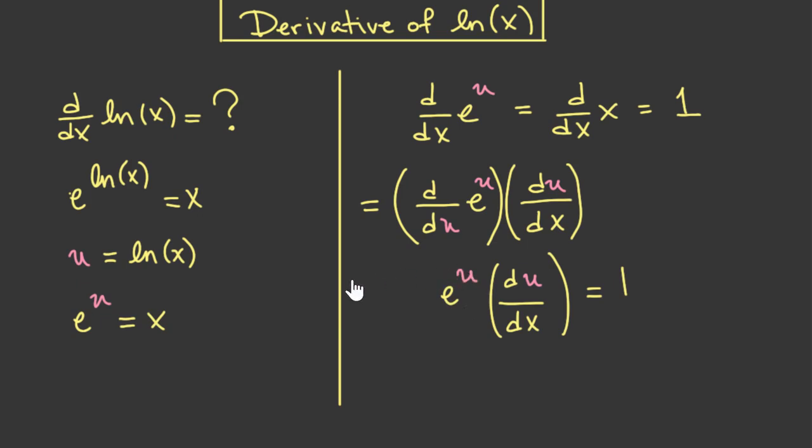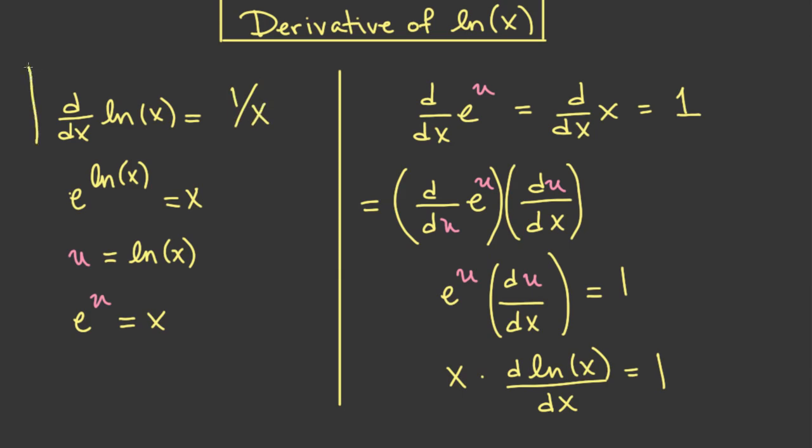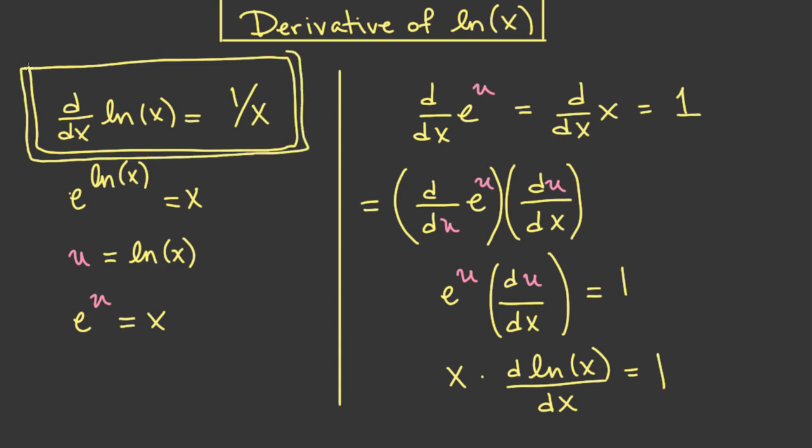Remember that e to the u is just a fancy way of writing x. So plugging in log x for u, we see that x times the derivative of log x with respect to x is equal to 1. Rearranging, the derivative of log x with respect to x is equal to 1 over x. I'm going to go ahead and write that up here and box it. And now we have another function to add to our arsenal of functions that we know how to differentiate.